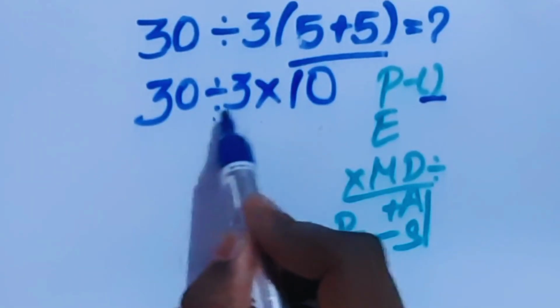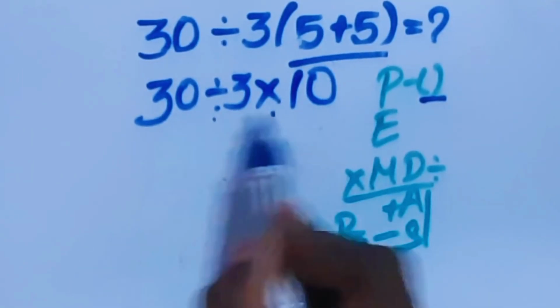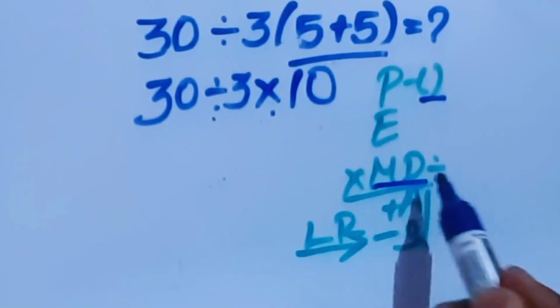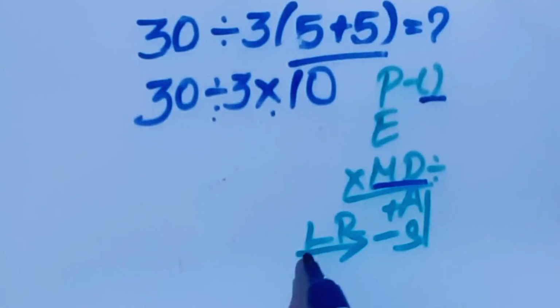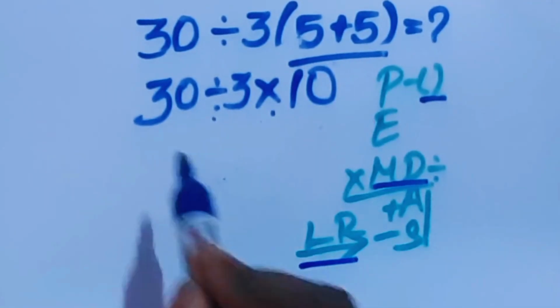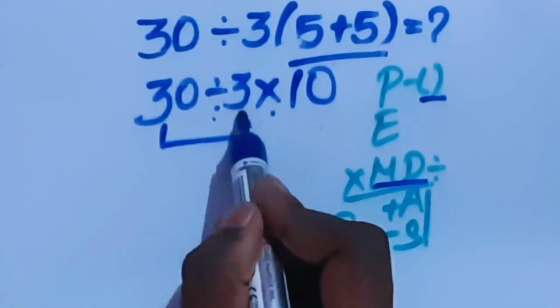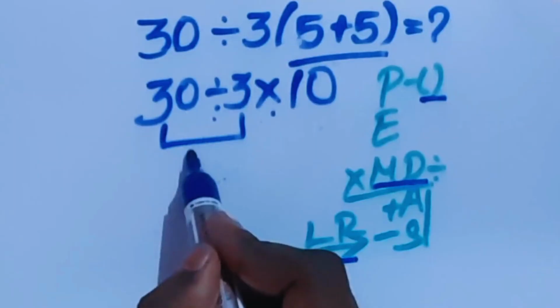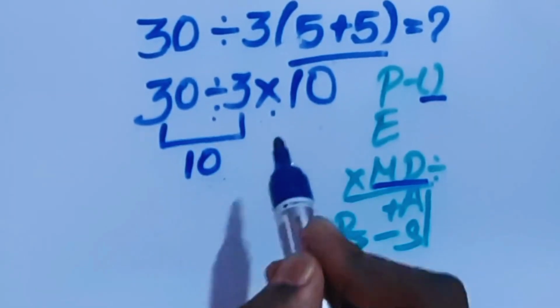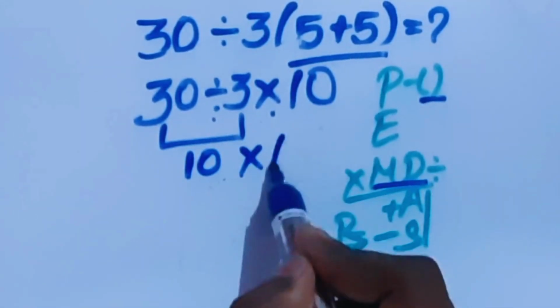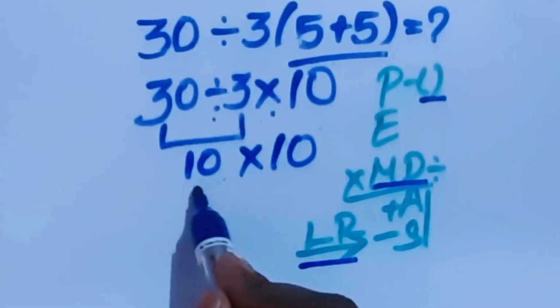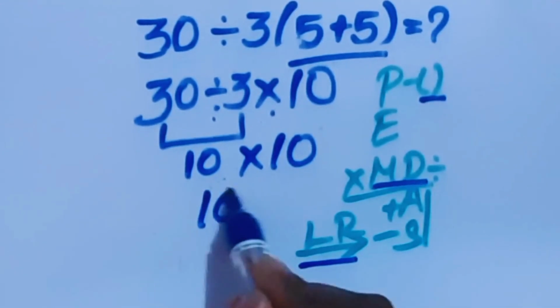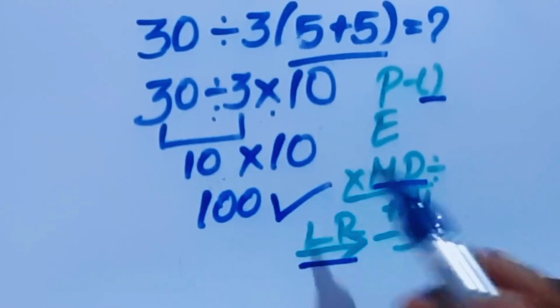Now, we have division and multiplication. Both are equal priority here. For this, we have to follow the left to right rule. Left to right here is this action. So, this is 10 times this 10. Now we have 10 times 10 is 100, which is the correct answer.